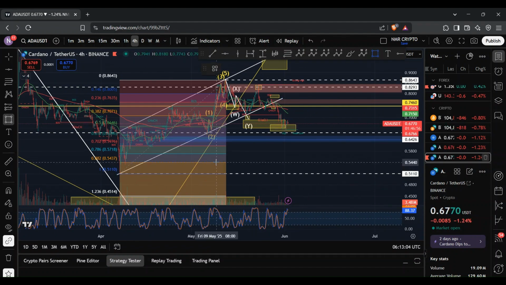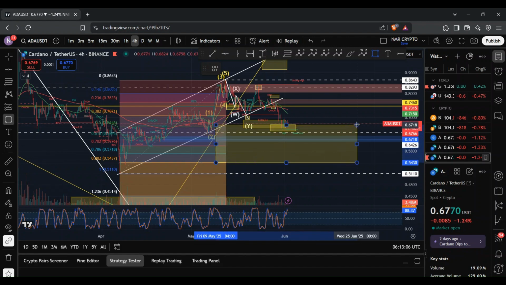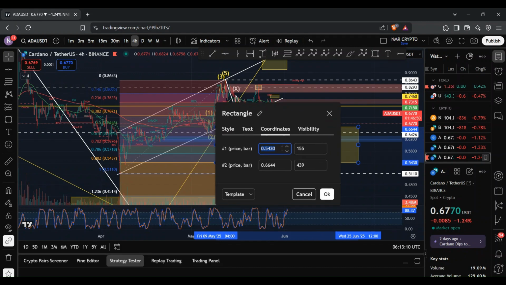So if I draw that out and bring that to over here, and just make sure that that's in the right position. 54.37 cents and 66.46 cents.